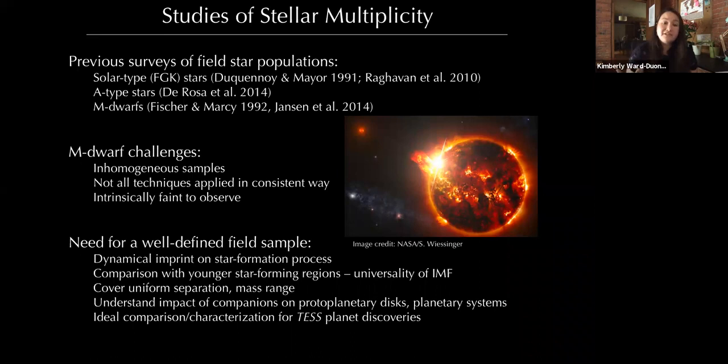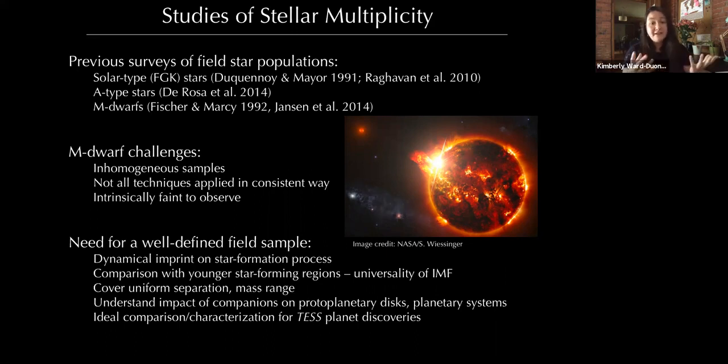So really the motivation for this is trying to understand how we put together a well-defined sample to measure binary statistics. And the reason we'd like this, of course, is we'd like to see binaries as this dynamical imprint on how star formation occurs. We'd love to be able to compare the statistics of our nearest neighbor stars to those of younger star forming regions and understand how universal the IMF is.